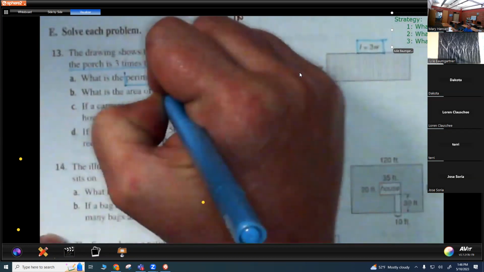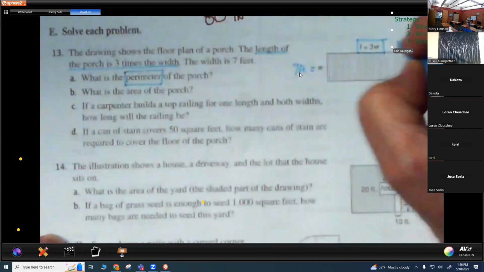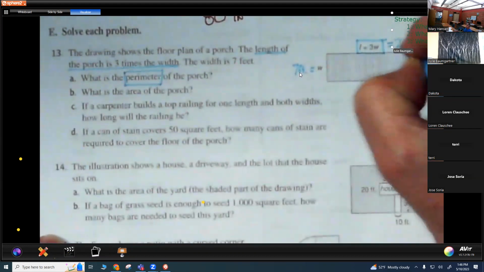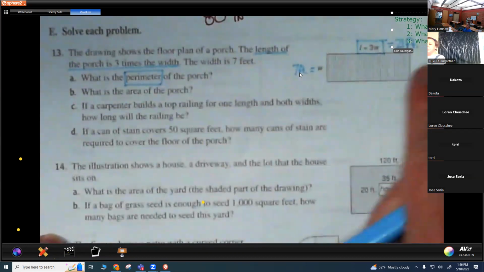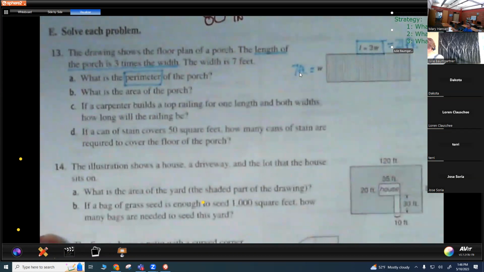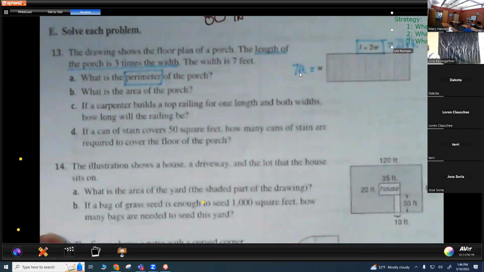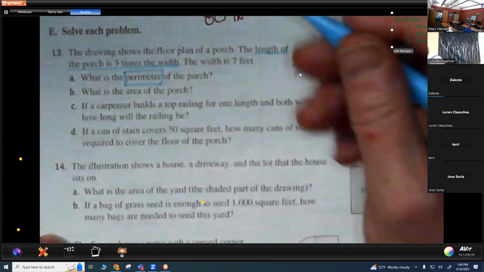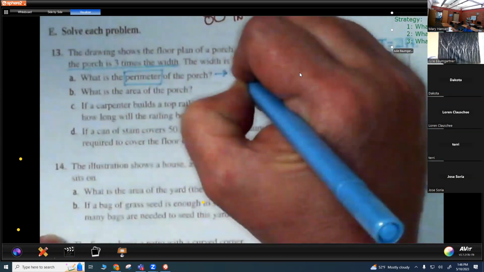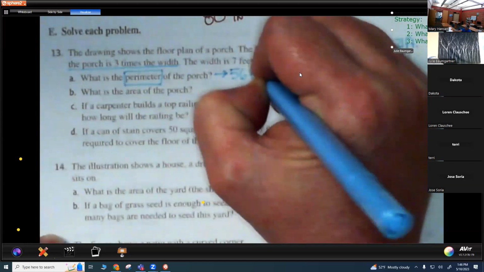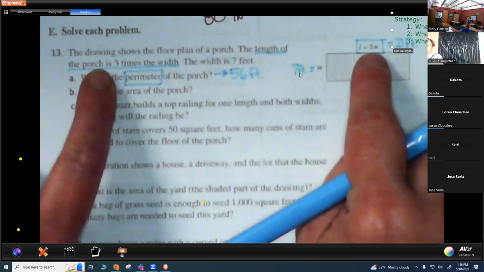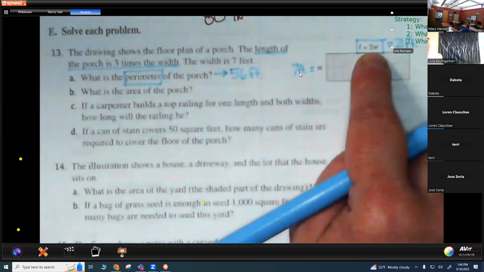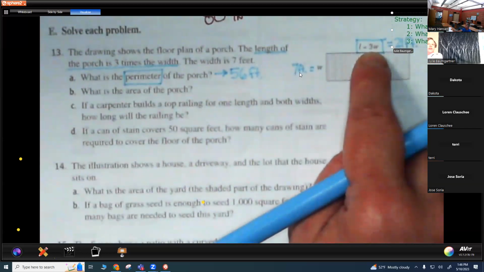The length is 3 times 7, which is 21. Good. And then you just add up together. Yeah, good. 21 plus 21 plus 7 plus 7. And you said 56, is that right? Yeah. I would say definitely this is something you'll probably see. So this is that idea of combining algebra and geometry together.